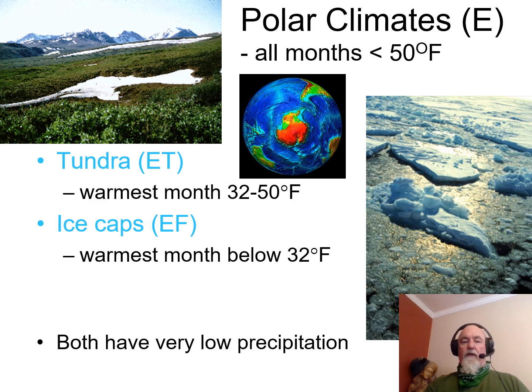So first of all, the ET climate zones. That means that for 1, 2, 3, possibly 4 months, the average temperature is going to be over 32 degrees Fahrenheit. It doesn't get above 50 on average, but it will get above 32, which means that things start to thaw out, like we see in this picture right here. On the other hand, we have the EF climates, the polar ice cap, where even the warmest month is below 32 degrees Fahrenheit, and therefore things don't really thaw out. And therefore, we're not going to see too much of a biome associated with it. In both cases, we see low precipitation because, remember, cold air can't hold much moisture.